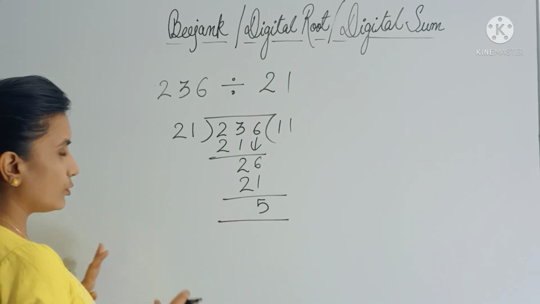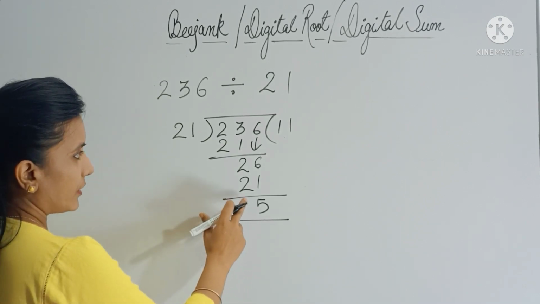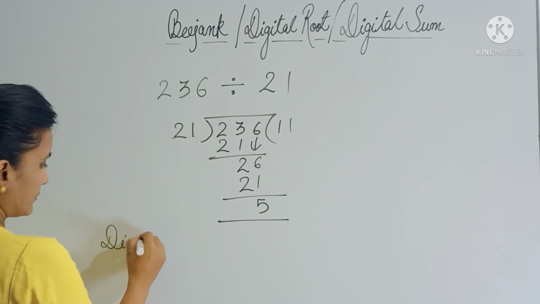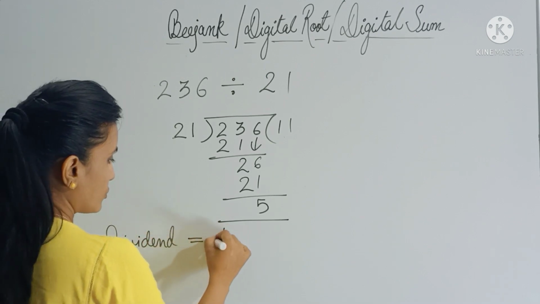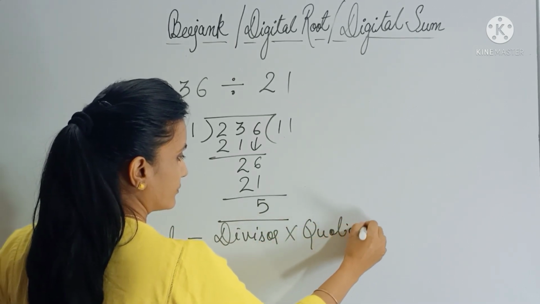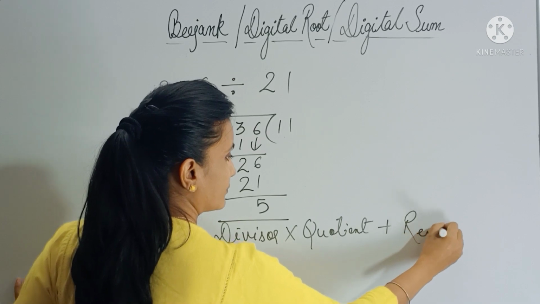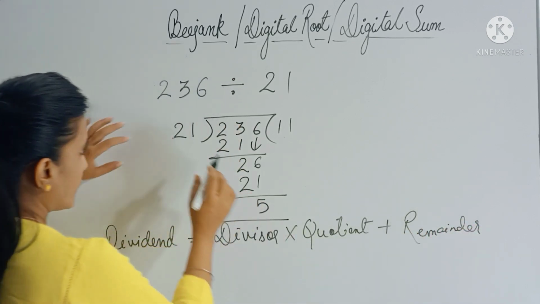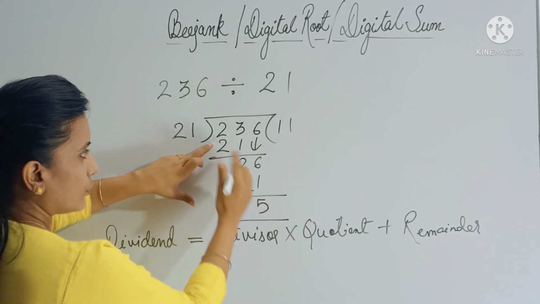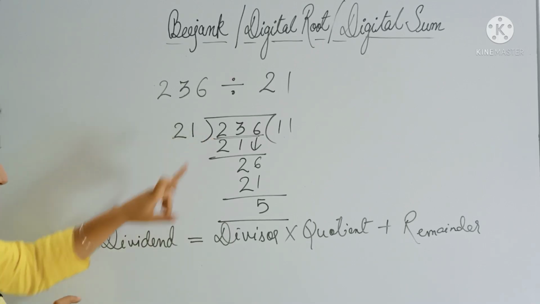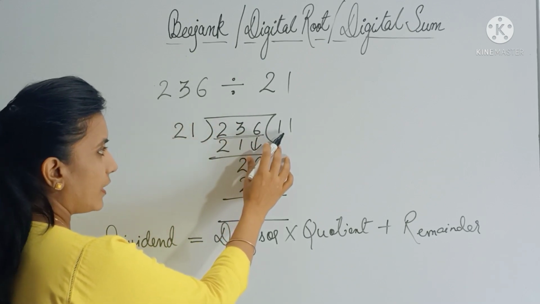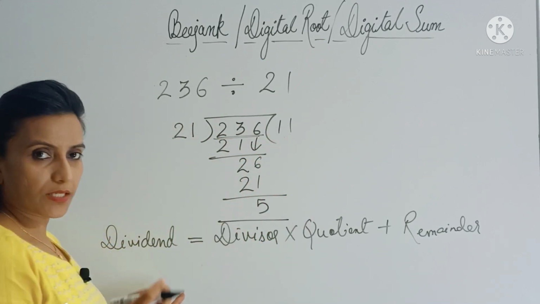Right. Now you all know the relationship we have among all these numbers. So basically the relationship is dividend is equal to divisor multiply quotient plus remainder. Isn't it? If you multiply 21 and 11, whatever you get, if you add the remainder, you should get this number. Isn't it? Right? So here to check your answer, you don't have to multiply 21 with 11 and then add 5. You can use Bijank to check your answer.